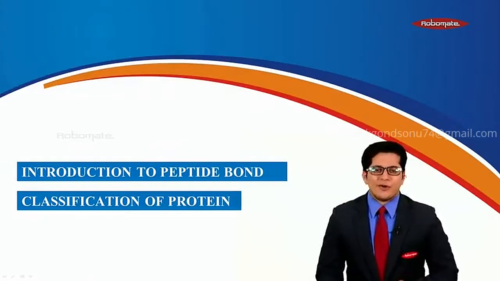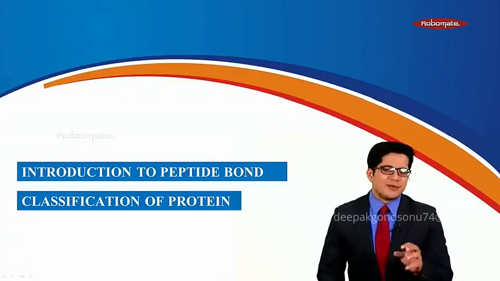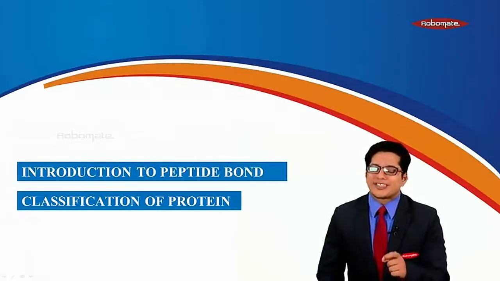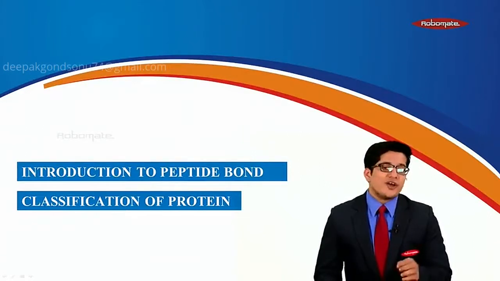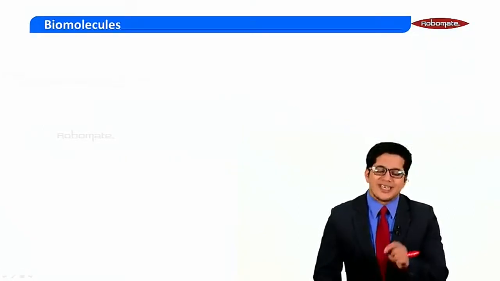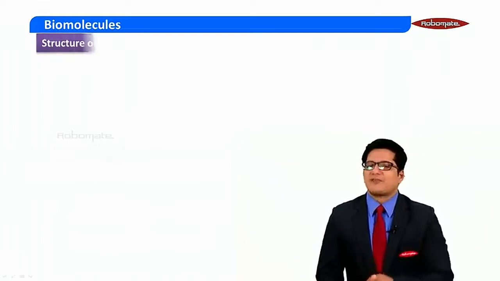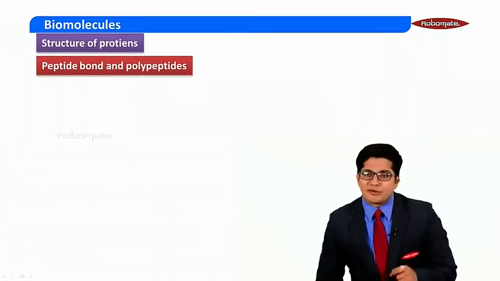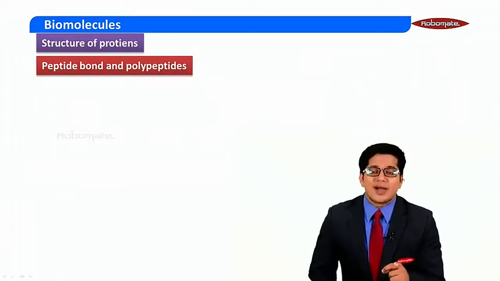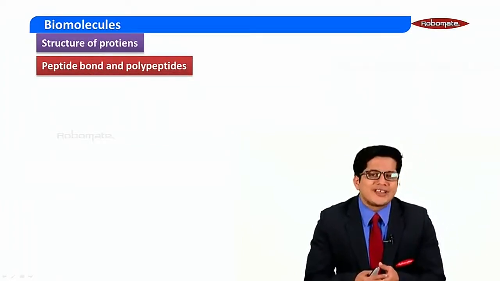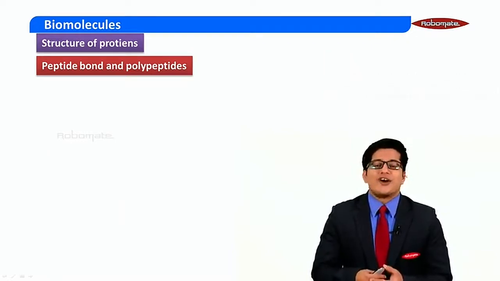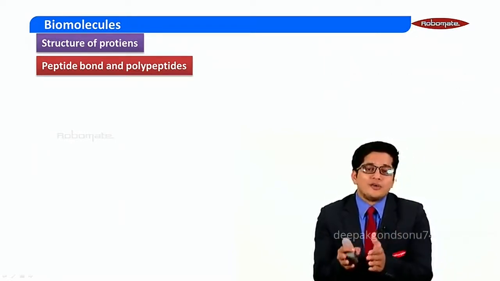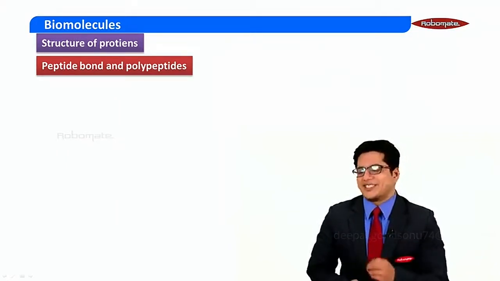Hello students, now we would be discussing the most important part, that is, introduction to peptide bonds and classification of proteins. Let's start with the first, that is, formation of a peptide bond. Now the structures of proteins are nothing but the structures originating due to formation of peptide bonds between many smaller units called peptides.